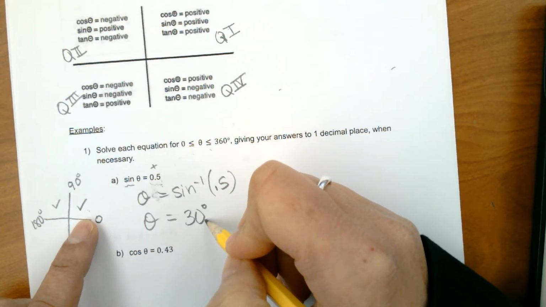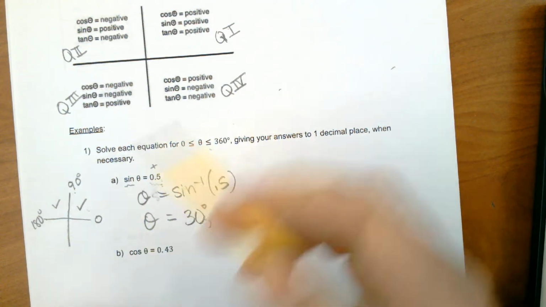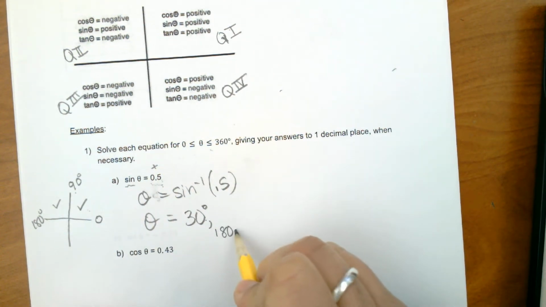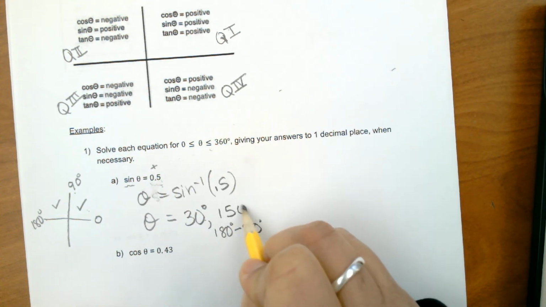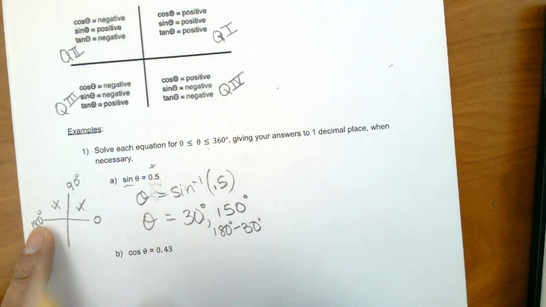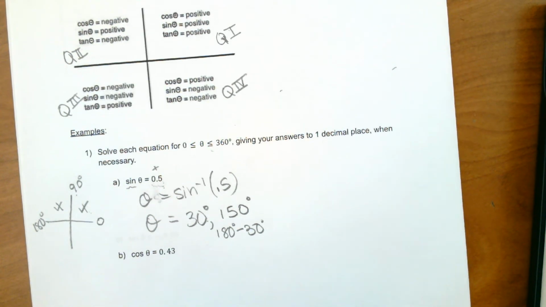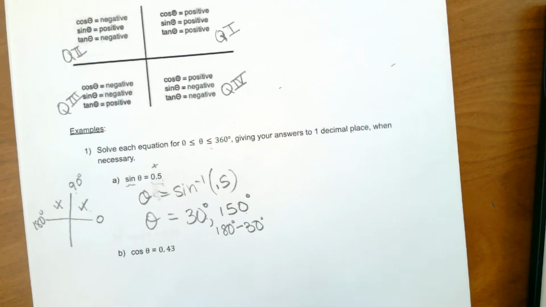It is between 0 and 90. We now need to get an answer between 90 and 180. How we do that is we're going to subtract 180 minus 30, and you will quickly find out that that is 150 degrees, which does lie in the second quadrant. So we have both of those answers. So we're all set. These two are answers, 30 and 150.